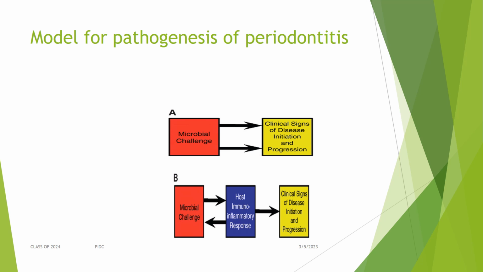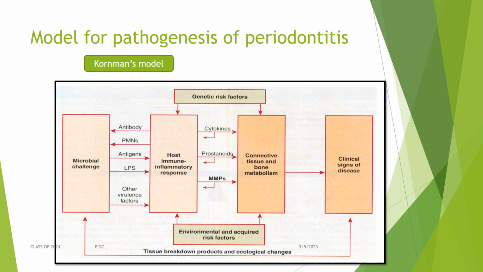But at last there was a person called Page, who came up with a model for what is actually occurring in periodontitis and why the condition is occurring. To put it in short form, we will be explaining this again in the later slides. So I will just tell in short form what generally the pathogenesis of periodontitis is.